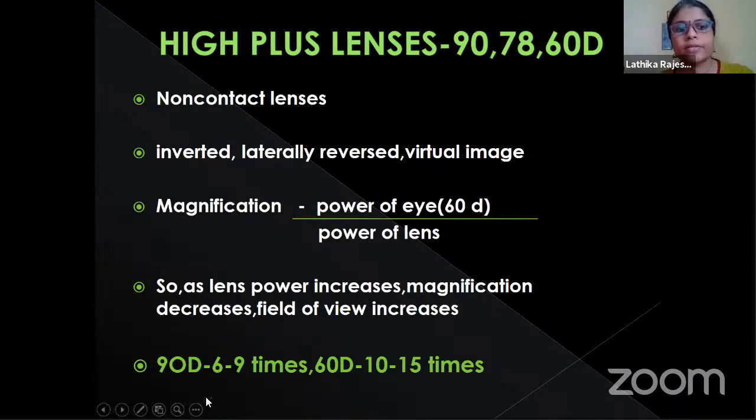Regarding magnification, a rule of thumb to remember is that if you want more magnification, take a lens with a lower power. A 78 diopter lens will give you more magnification than a 90 diopter, because magnification is related inversely to the power of the lens. So actually a 90D lens gives you 6 to 9 times magnification compared to a 60, which will give you 10 to 15 times. But this magnification actually comes from the slit lamp magnification that you are using. If you really apply that formula, you will see what I'm talking about. It's actually the slit lamp magnification that gives you the power.